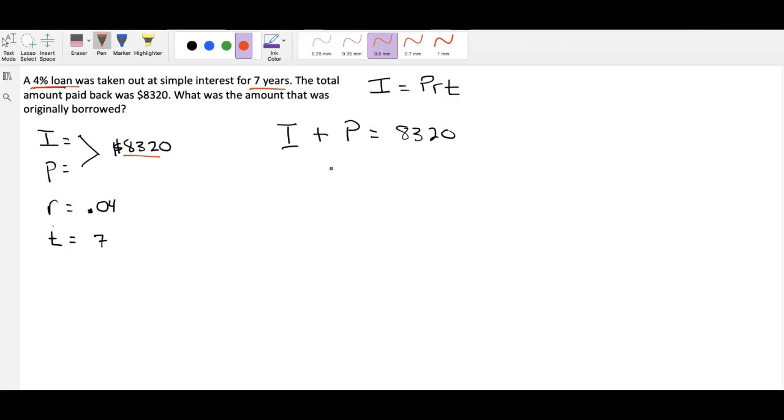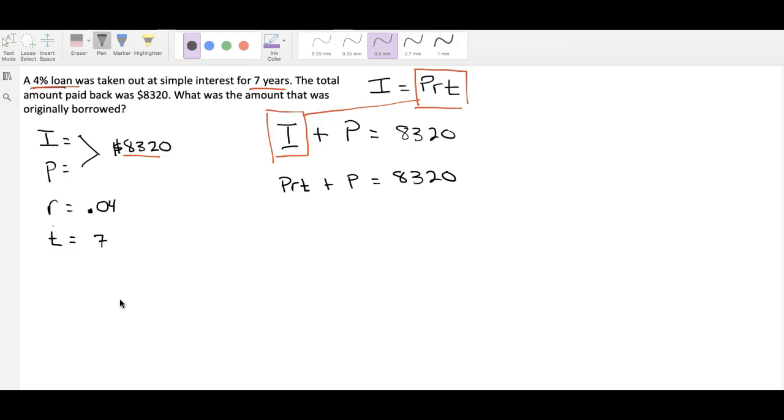Well, we know the interest is PRT, so we can just replace this right here with this right here, the PRT. Okay, so pause and think about that if you need to. So I've got PRT plus P equals 8,320. Okay, so we only know at this point the R and the T. So think about how we're going to do that next.